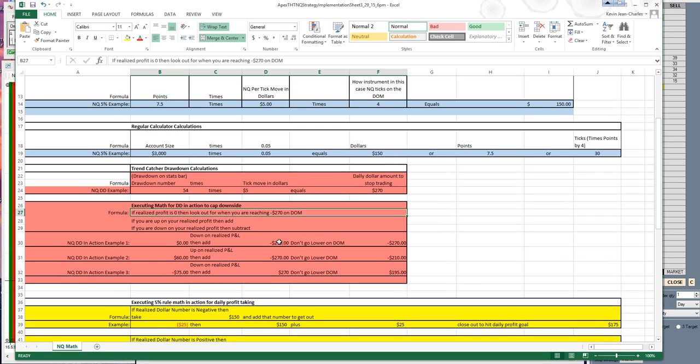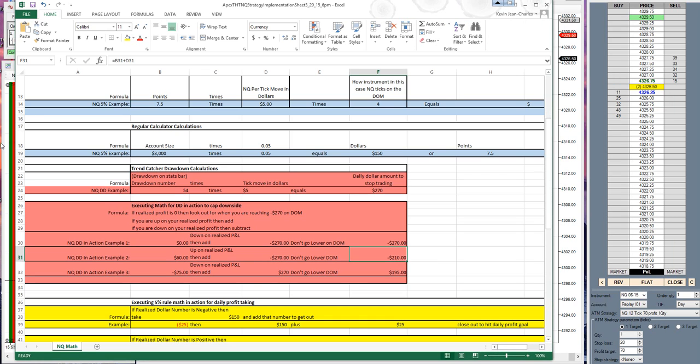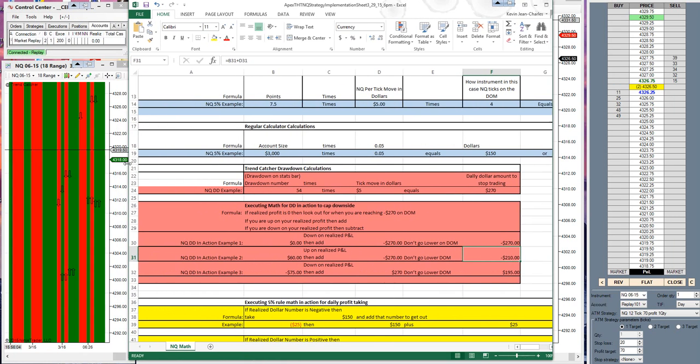So when it's reaching negative 270, I know that I'm done for the day. If you're on your realized profit, then add. Now, in this example number 2 for NQ drawdown, if I'm up on my realized profit, then I'm going to add negative 270. So I add the 60 to the negative 270, and I know that on the DOM over here, I'm going to be, well, let me show you both sides.